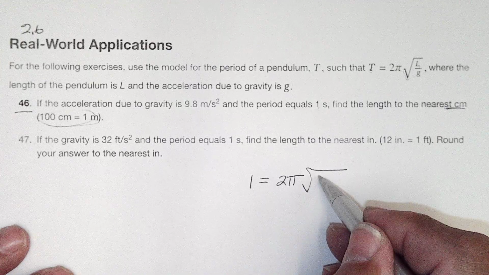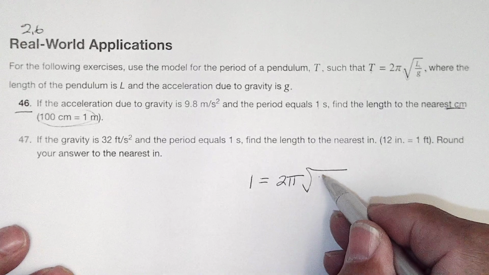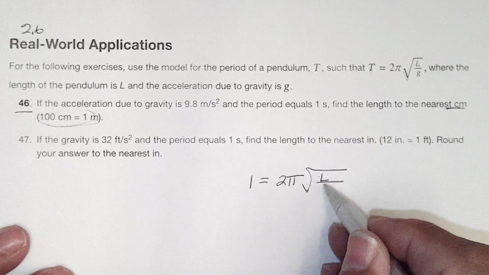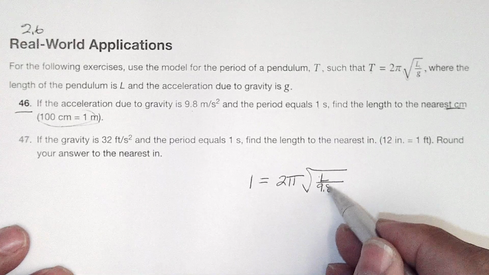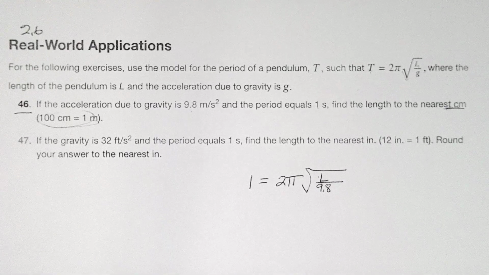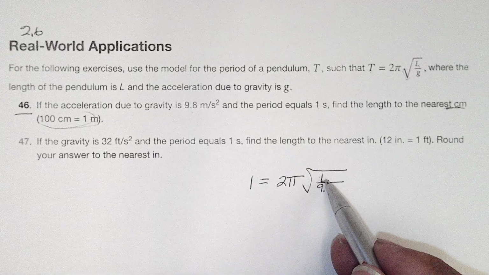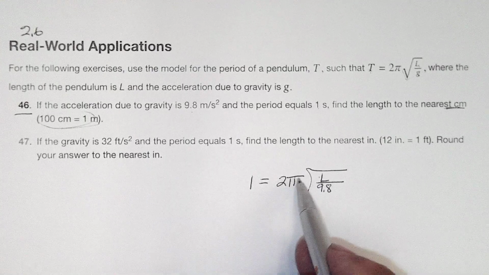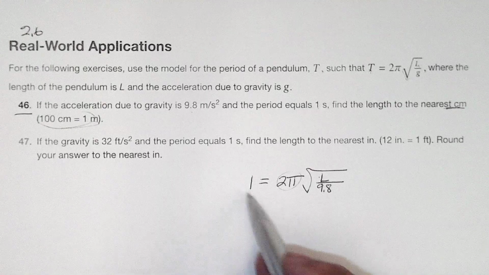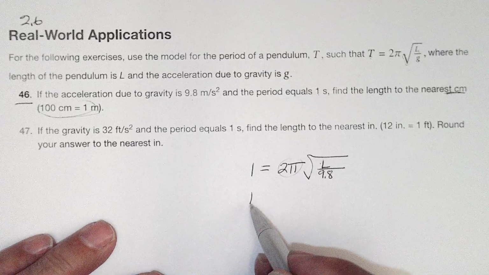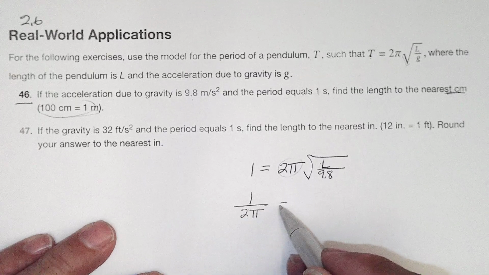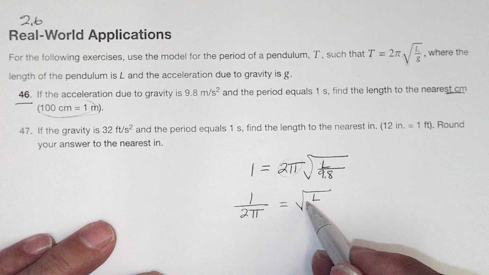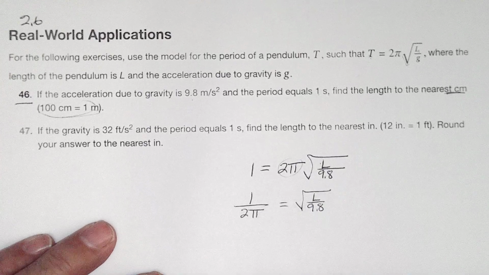They wanted us to figure out the length. So we're going to leave L, and they said the acceleration due to gravity is 9.8 meters per second per second. Okay, so we got to solve for L. This stuff is times this thing, so I'm going to divide both sides by that. So we get 1 divided by 2 pi equals the square root of L over 9.8.